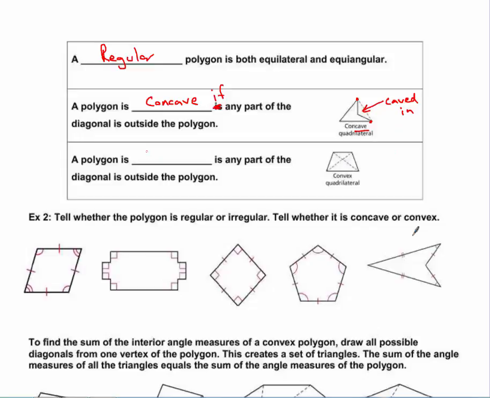A polygon is convex. We can scratch all this out. This is all a typo. Somebody just copy and pasted this. If all the diagonals are inside the polygon. So it's real easy to remember. Just remember that if it's caved in or dented in, it's concave. If it's not, it's convex.